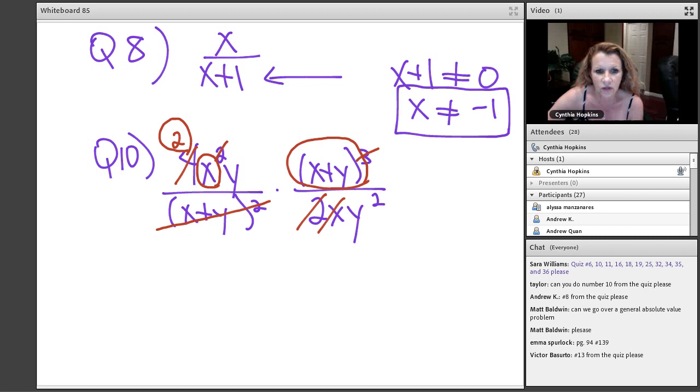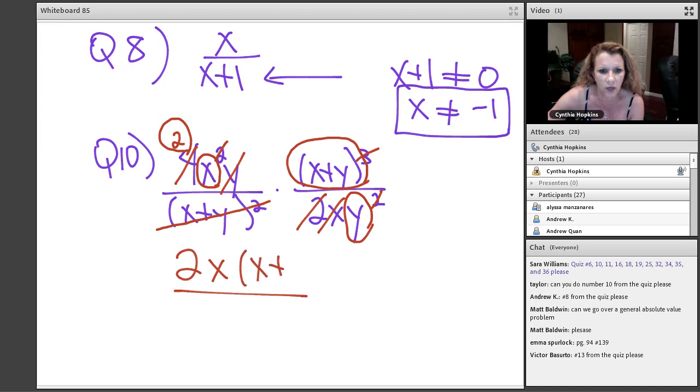All right, the y's, they're factors. So this y in the numerator cancels with one of the two y's that are being multiplied in the denominator. So I'm going to cross out the exponent and circle that y. Okay, let's look for what's still there in the numerator. There is a 2, there's an x, and then there's the quantity x plus y. And then in the denominator, there's just a y. And so this is my final answer.